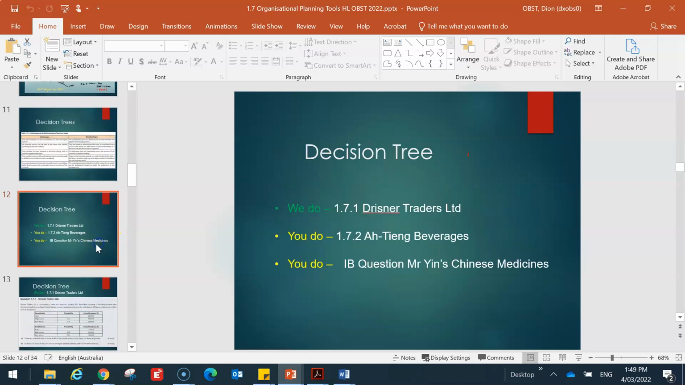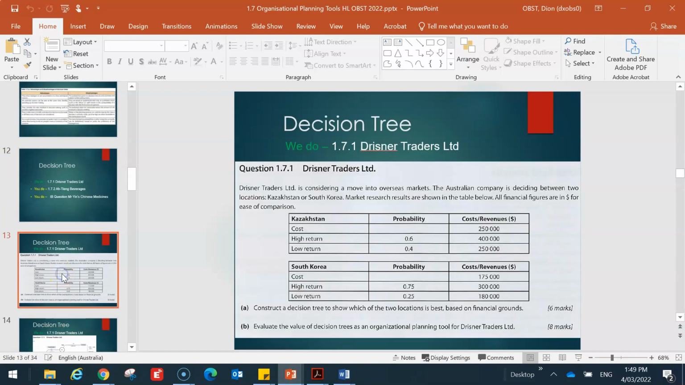Now in class we did this together, so you can see this Drisner Traders. This particular question's in the Hoang text, and it's a brilliant starting point for us. We were able to get a clear vision of what a decision tree is. In this case, we're looking at just 2 options. This business is an Australian business considering 2 locations to operate from or move to. You can see here Kazakhstan and South Korea.